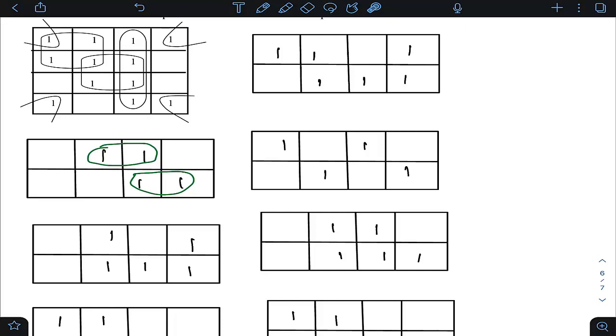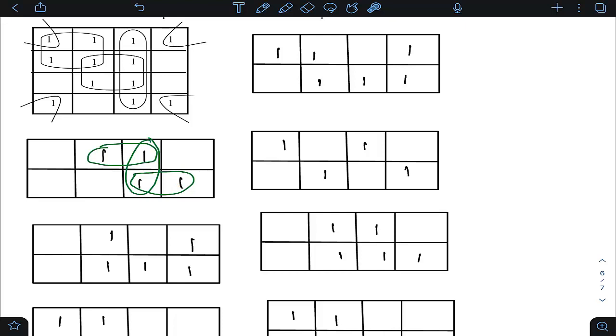But you should do that grouping in such a way that the group should not be completely inside a bigger group. For example, you may say, sir, I can take a single element like this. If you take it like this, it is completely inside a bigger group, so that is not valid. But there is absolutely no problem if I take a group like this. This group is not completely inside a bigger group. So I can't do any further grouping.